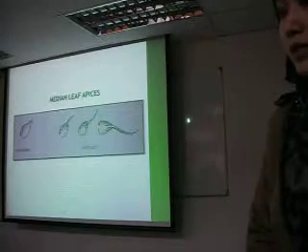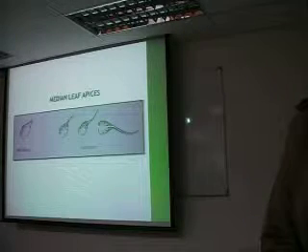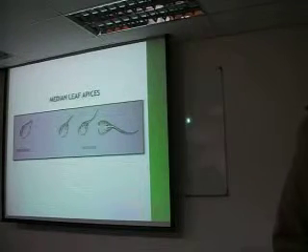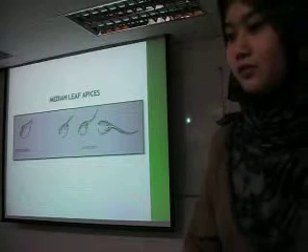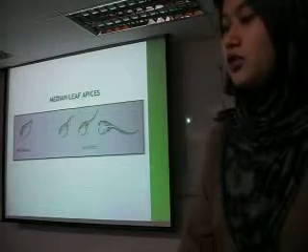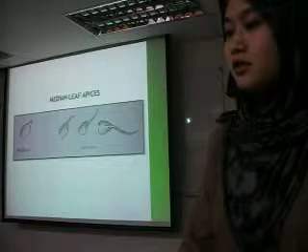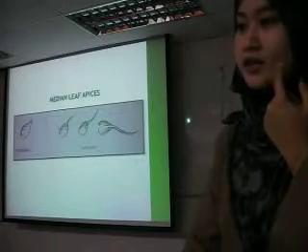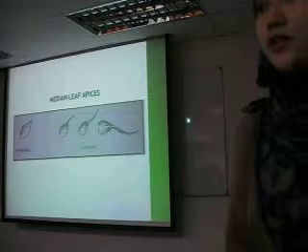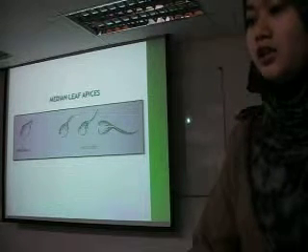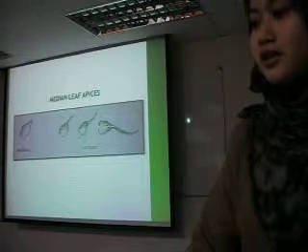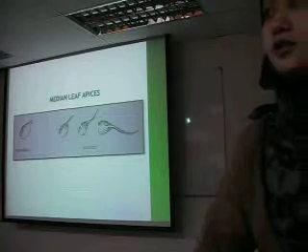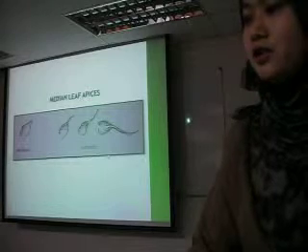And here are the median leaf apices. The structure like a thorn here is the arista. The median leaf without arista we call apiculate, and the median leaf with arista we call aristate. The length of the arista can be one of the characteristics to differentiate one species from another species.